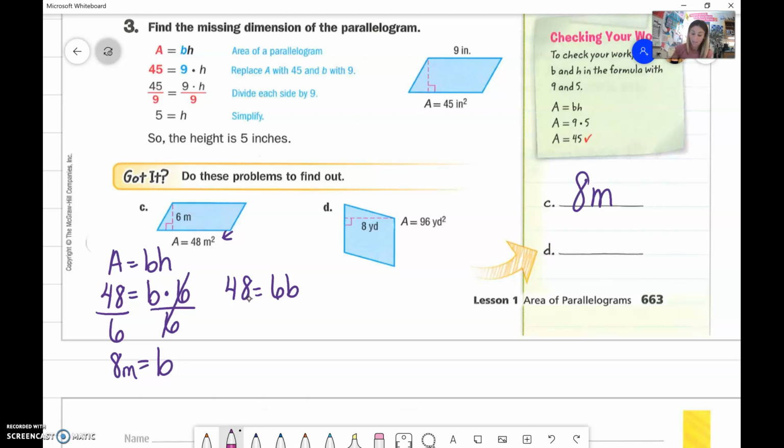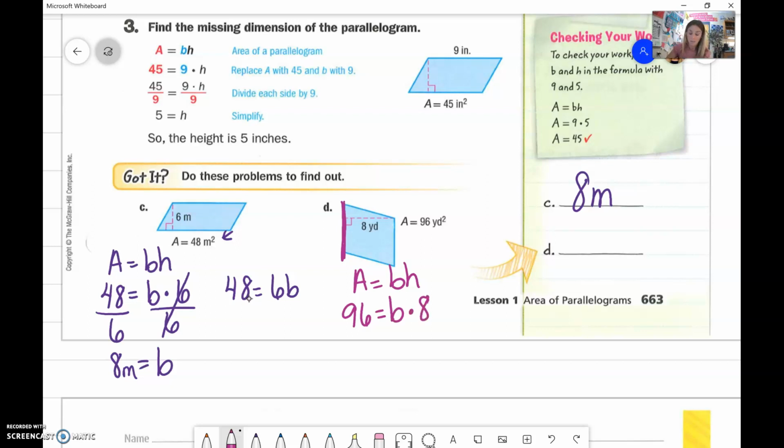Okay, so next, let's do this. A equals base times height. What are we given? We're given the area, so we're going to replace the A with 96. And then notice, this would be my base right here, and I am missing my base because it is perpendicular with my height. So I am missing my base, but I'm timesing my height, which is 8.